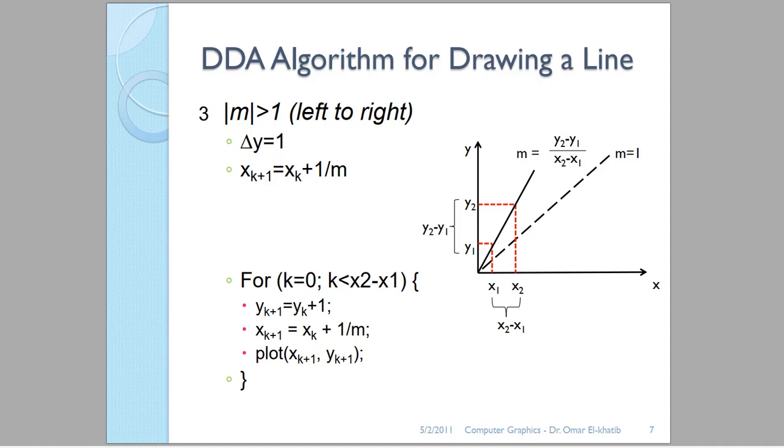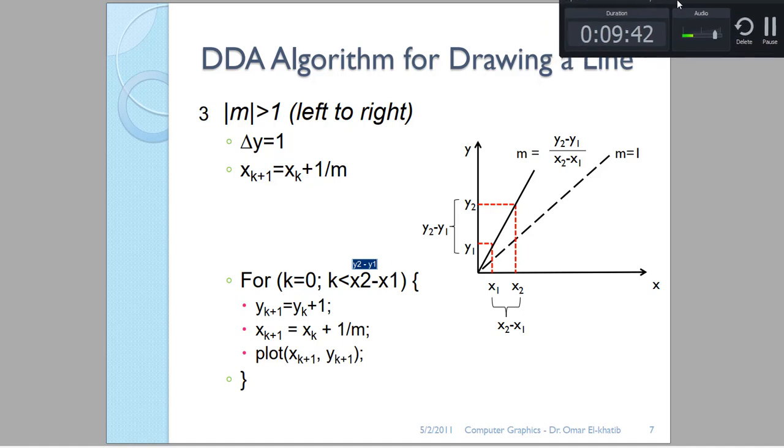Okay, this thing here should be y2 minus y1. So y2 minus y1. Okay, let me make it clear. There is one problem. I will show you the code. Why is it that? We are moving from this point to that point up, and y is increasing by 1 always, and x is increasing by 1 over m.